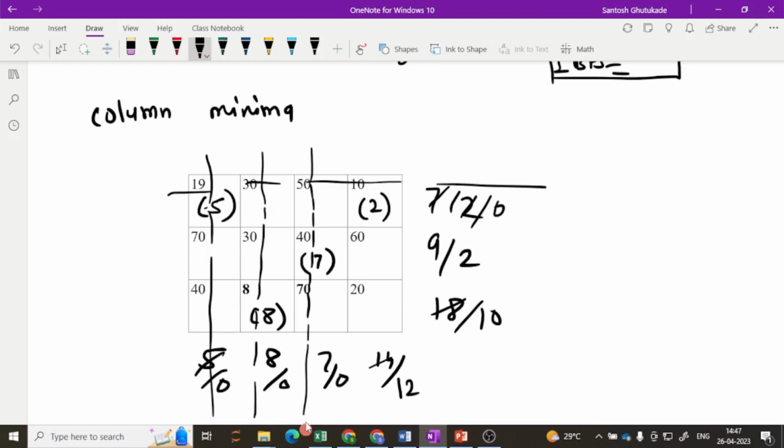Now the next minimum is 20, where 10 is the supply and 12 is the demand. We will give the 10 here. So here 2 demand is left and the supply is totally used. And then only one value is left, 60. So 2 is the supply, 2 is the demand. So we will give the 2 here.